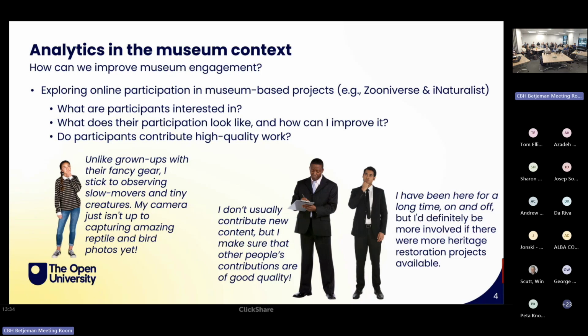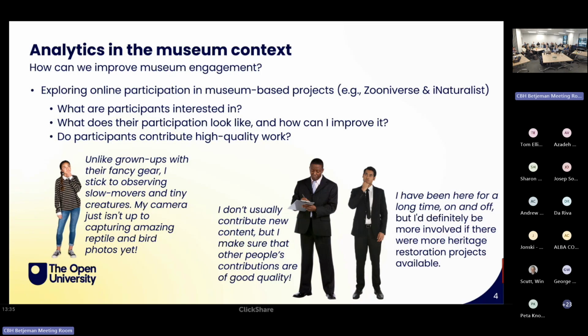So we used iNaturalist and Zooniverse for this case study, as I mentioned earlier. And we heard from young people, for example, that online grown-ups with their fancy gear can only observe slow movers and tiny creatures because it's easier for them to take a picture of an ant instead of chasing a bird with their very poor cameras.